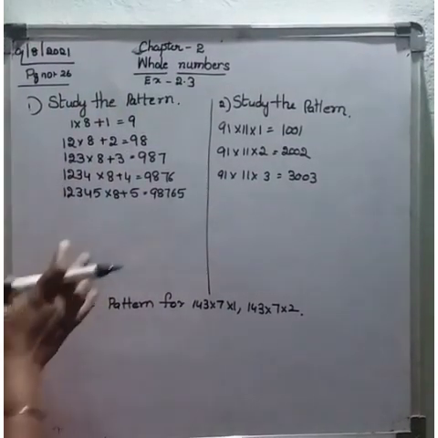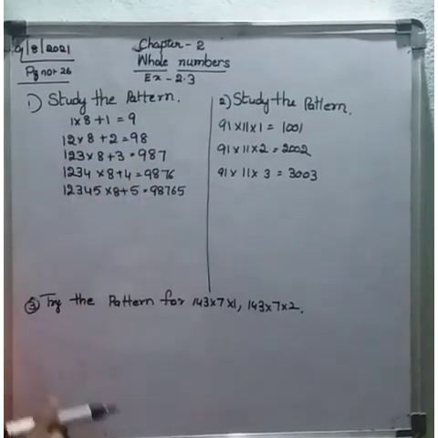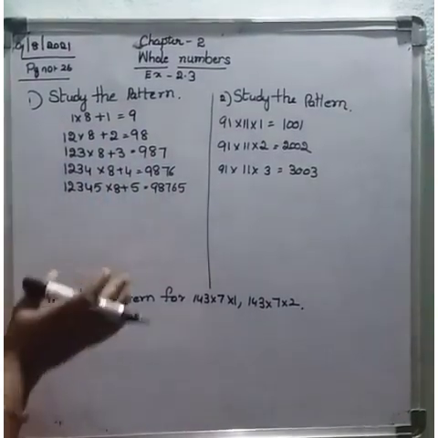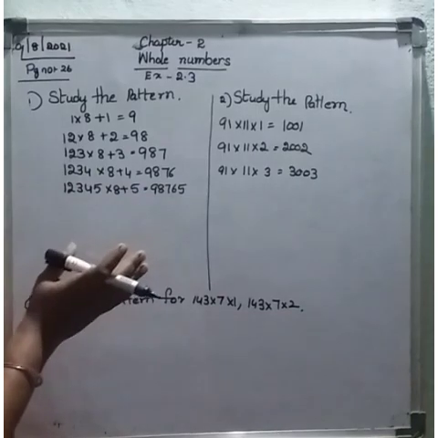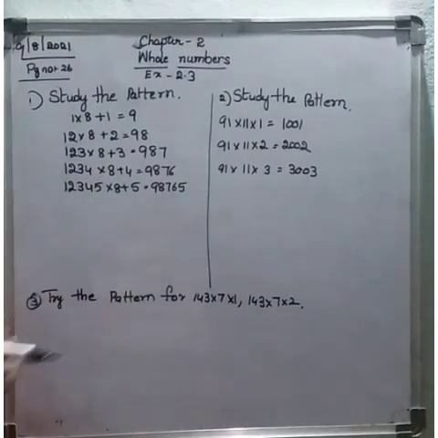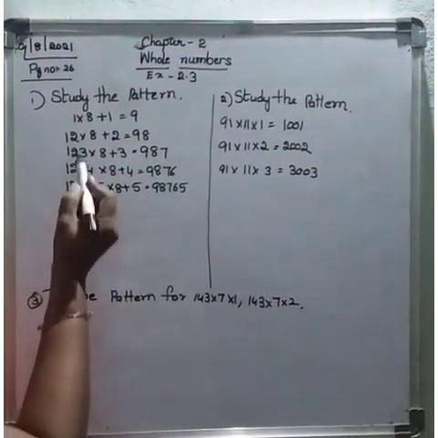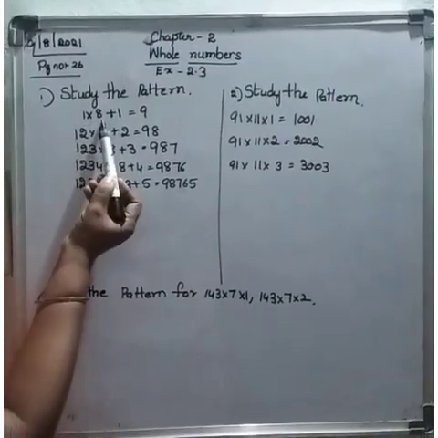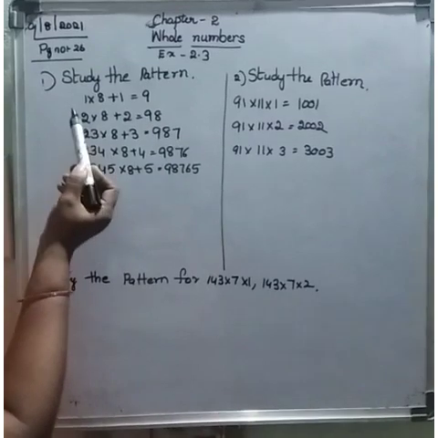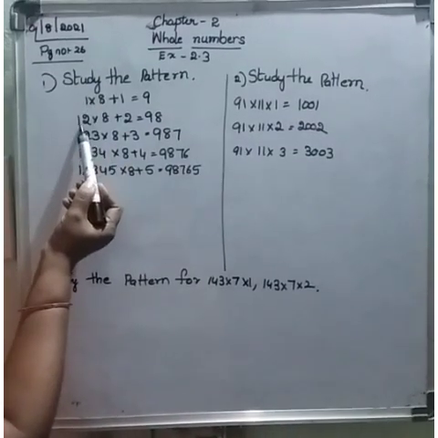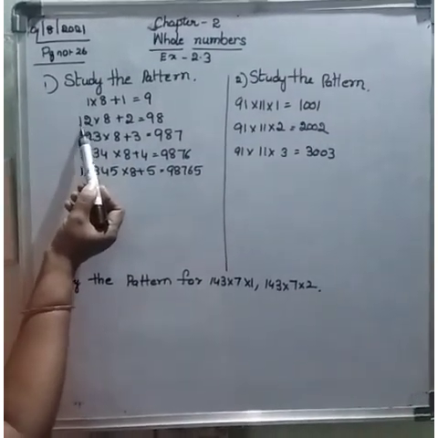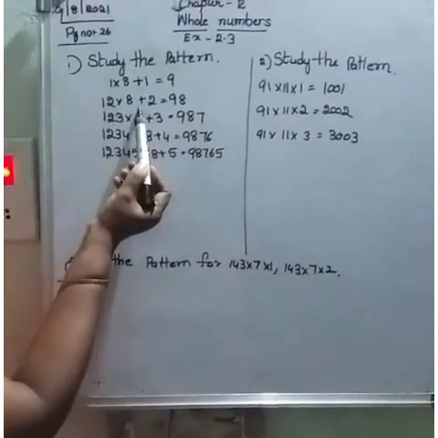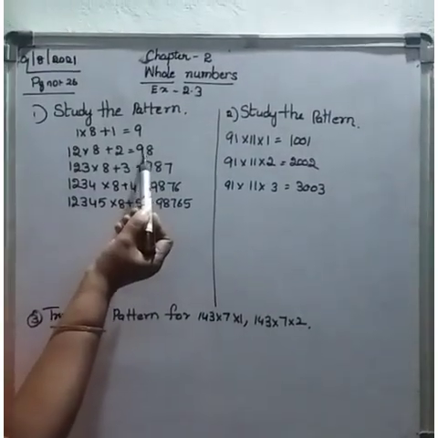So first study the pattern. What pattern is given for us? First study very well. Observe carefully. Then you have to do the next pattern. Okay? 1 into 8 plus 1 equal to 9. After 1, number 2. 1, 2 into 8 plus 2, so what will come?